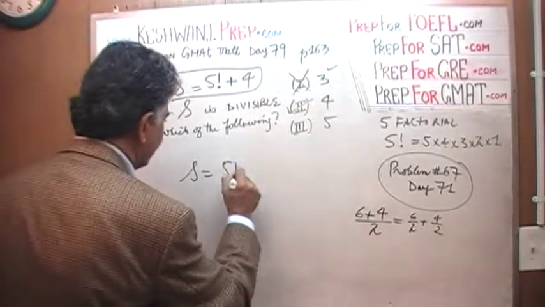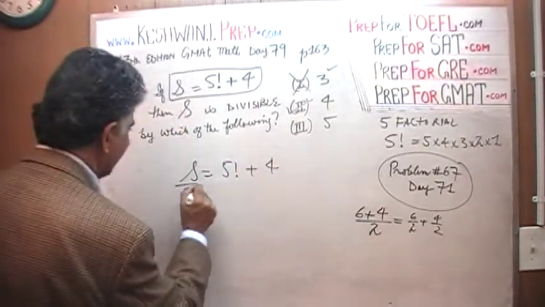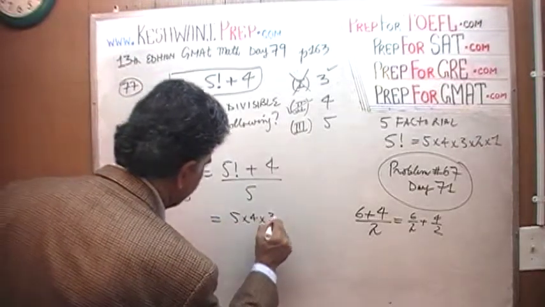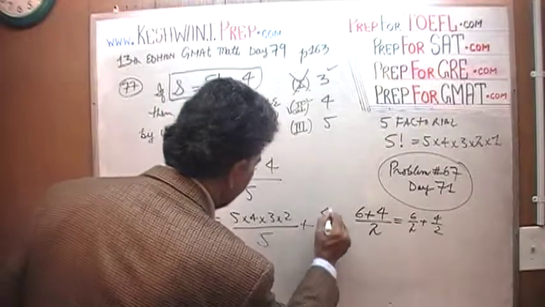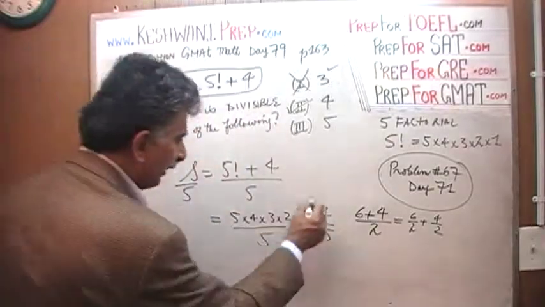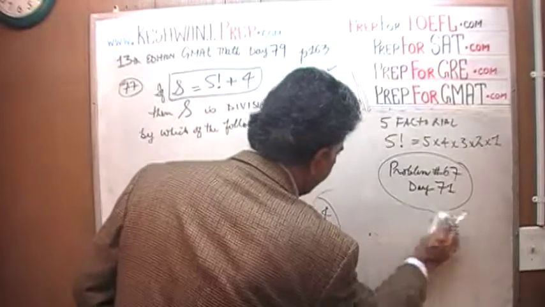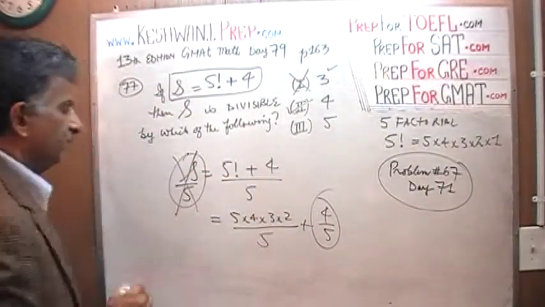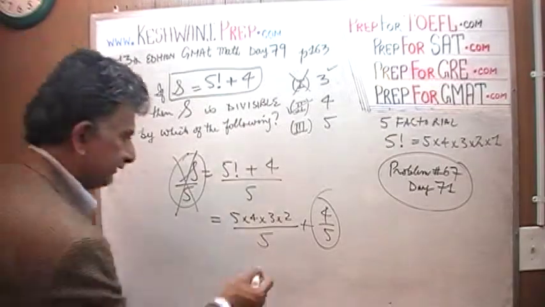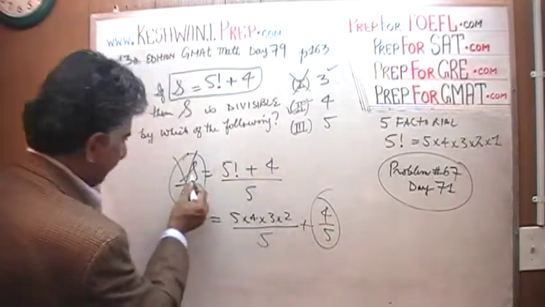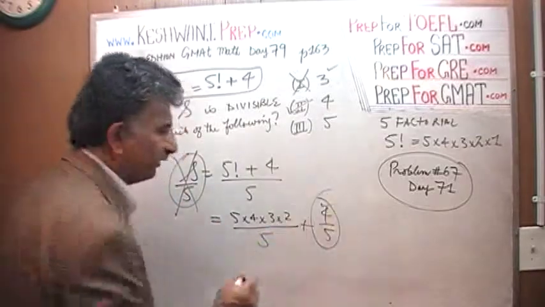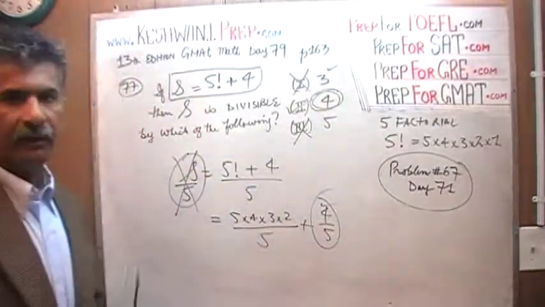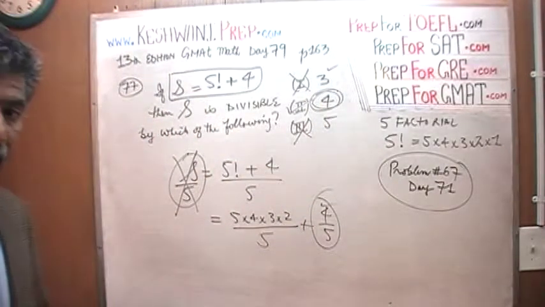S equals 5 factorial plus 4. Let's divide both sides by 5. And of course we'll end up with 5 times 4 times 3 times 2 over 5 plus 4 over 5. 4 over 5 does not divide evenly. 4 over 5 does not work, which means S is not divisible by 5, because we'll end up with a fraction, 4/5. That's not the answer. The answer is 4. That's all. 2 only. Now let's do the problem that they give us.